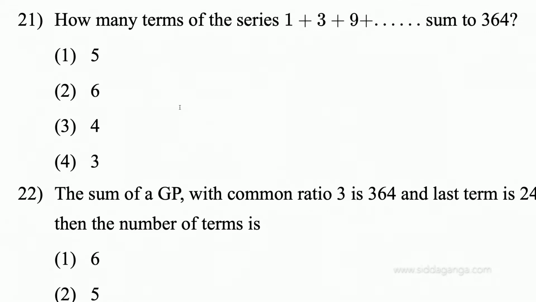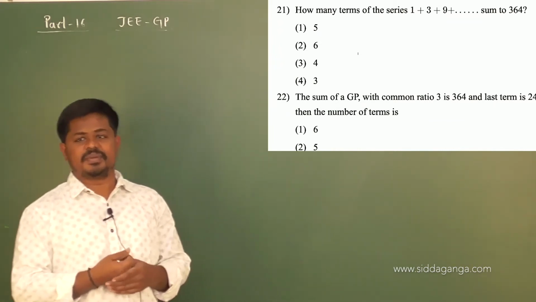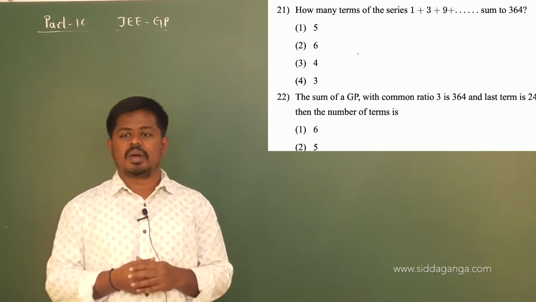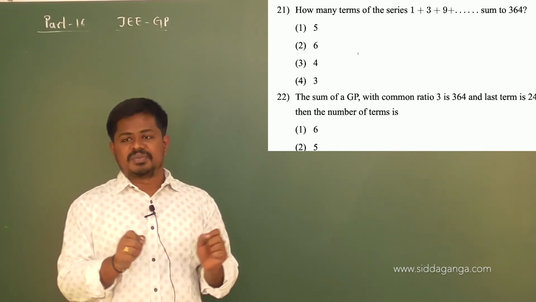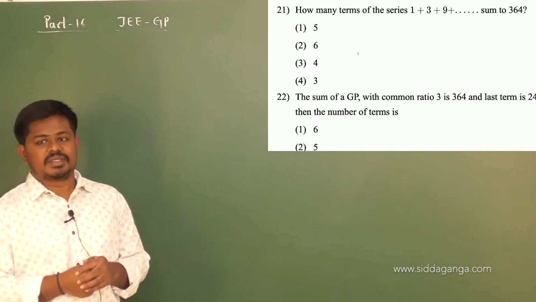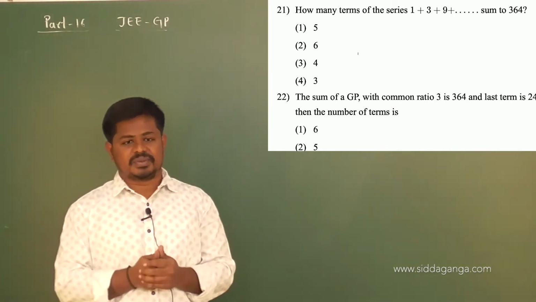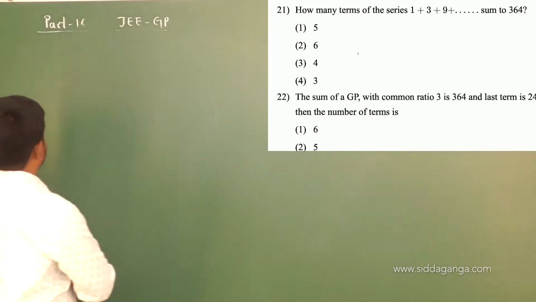Yes, let us move on to question number 21. How many terms of the series 1 plus 3 plus 9 and so on sum to 364? You mean we have a sum of some number of terms in the given series. Of course, the given series is GP because you can observe the common ratio. Common ratio is 3 and first term is 1. So here we have some sum, sum of some number of terms of the given series. Then sum is 364 for how many number of terms in the given series? That's the question. So let me take n to be the number of terms.